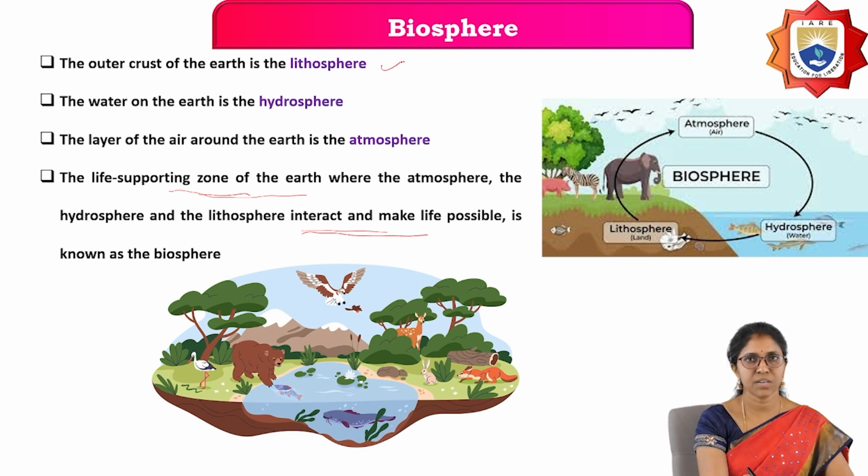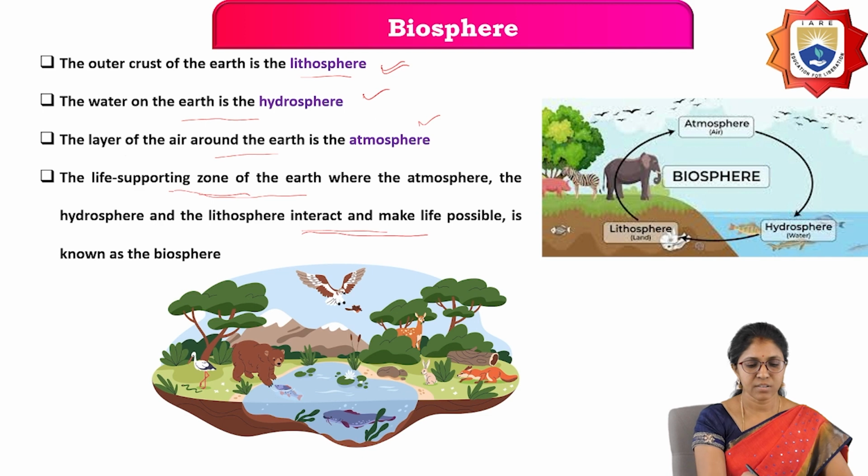Here, what is lithosphere, what is hydrosphere, and what is atmosphere? The outer crust of the earth is lithosphere. The water on the earth is hydrosphere, and the layer of the air around the earth is atmosphere.